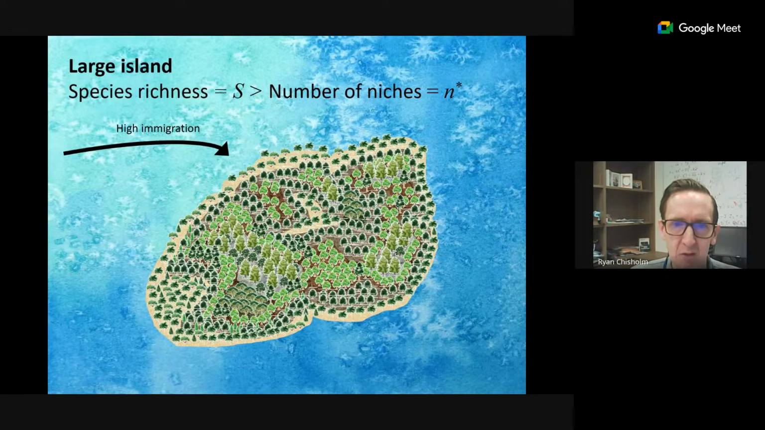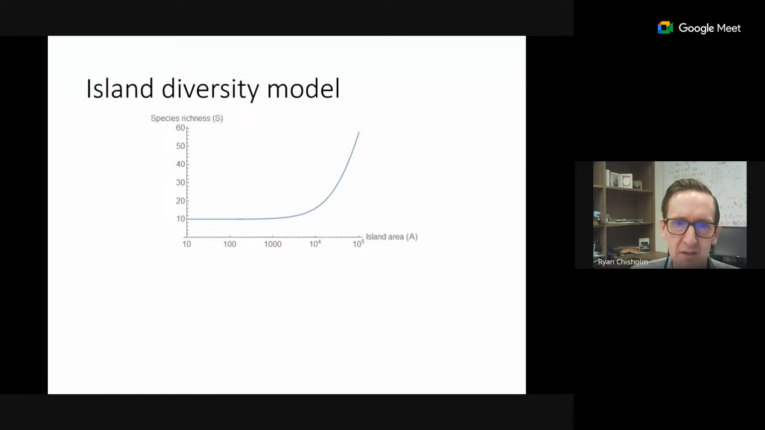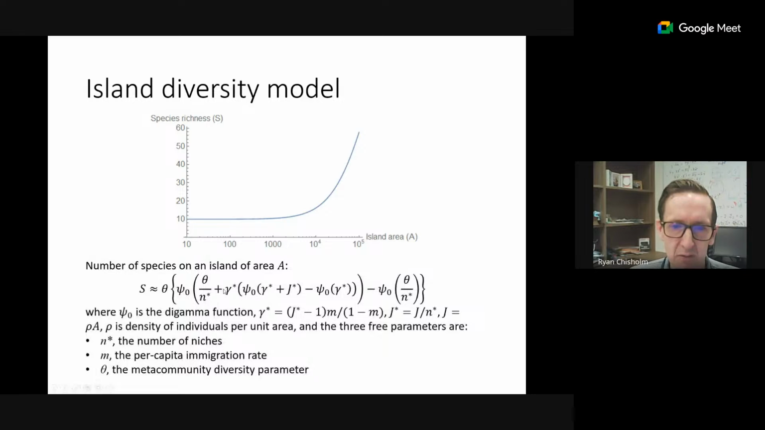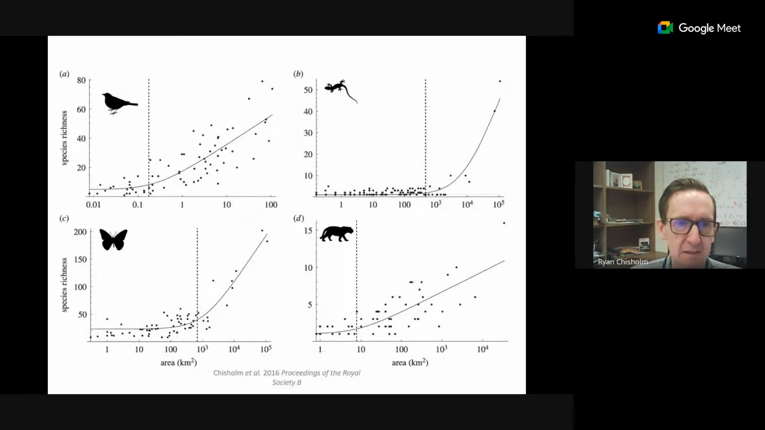And again, we have mathematical representations of this model. We managed to solve it for the island species area curve because there's a mathematical formula involving digamma functions. And our 3 free parameters are just the number of niches, the per capita immigration rate, and theta, which is a parameter representing the metacommunity diversity, so the diversity of wherever those propagules, the seeds, are coming from. We fit this to 100 different island data sets, and we got very good fits. Much better than people had gotten before with purely phenomenological models, that people had fitted breakpoint models and so on.